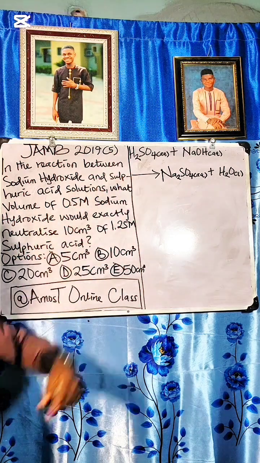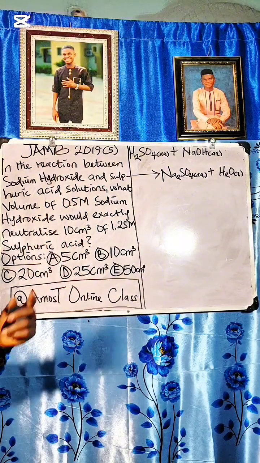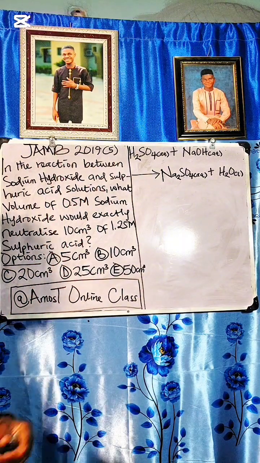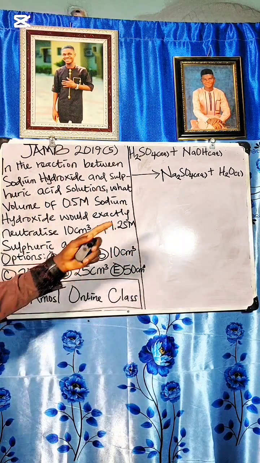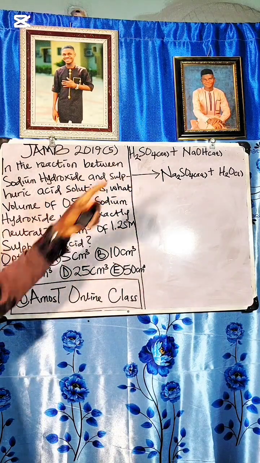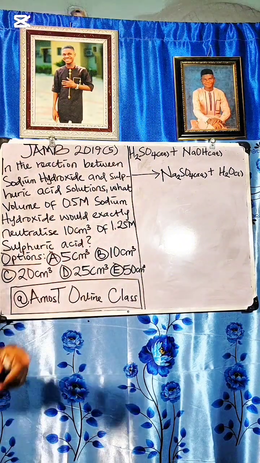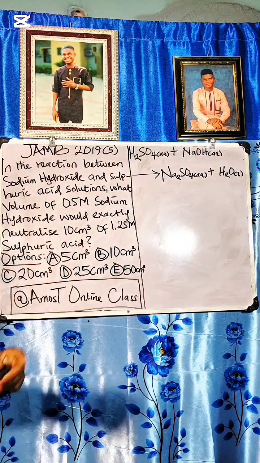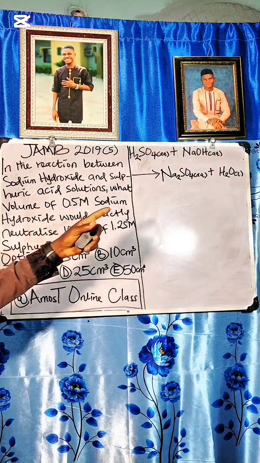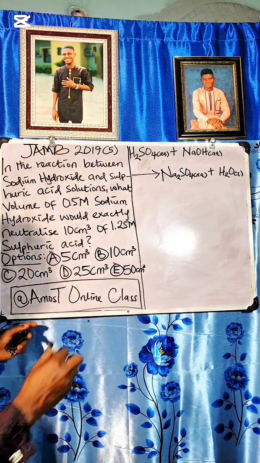But this chemical equation is not balanced. We have to make sure that this equation is balanced. Now I'm going to enumerate the individual elements in the compounds. Of course, we have sulfuric acid, which has hydrogen, sulfur, and oxygen. We have sodium hydroxide, which has sodium, oxygen, and hydrogen. Of course, we have sodium sulfate, which has sodium, sulfur, and oxygen, and water, which has hydrogen and oxygen.